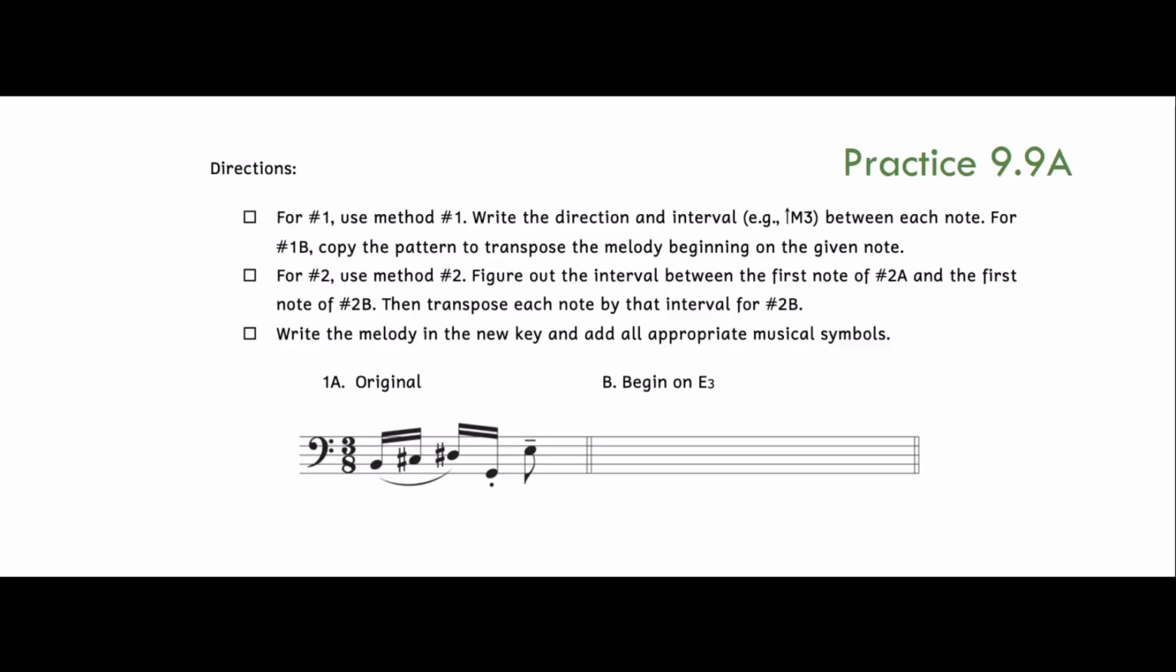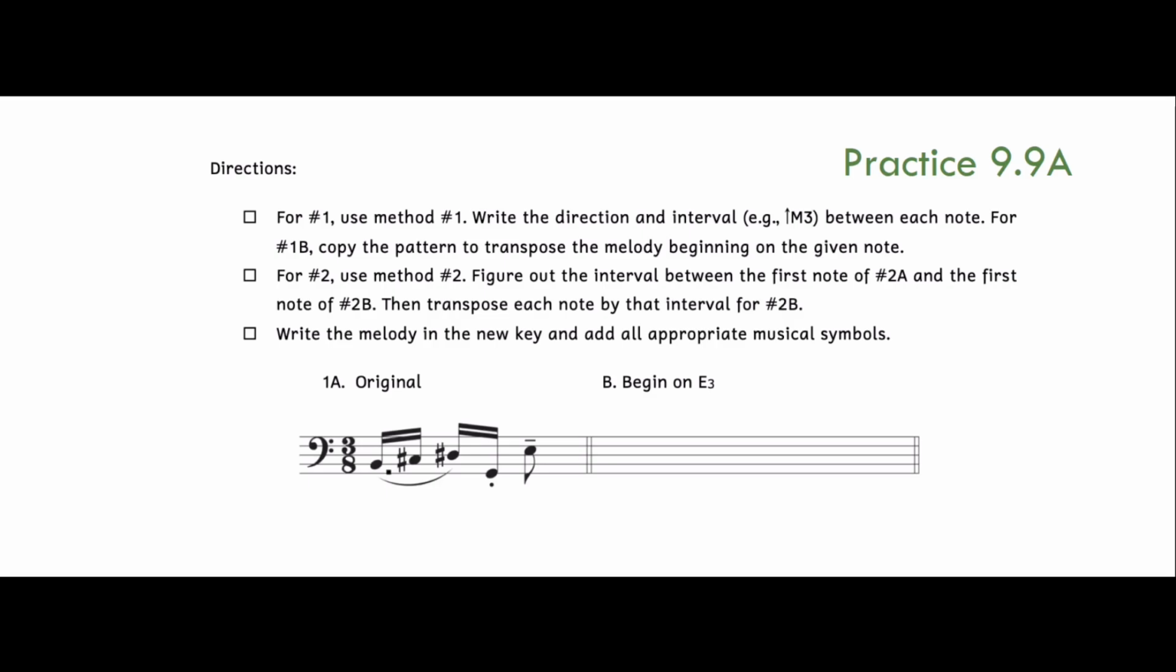Directions. For number 1, use method number 1. Write the direction and interval between each note. For number 1b, copy the pattern to transpose the melody beginning on the given note. All right, so I'm going to do the first two notes for you.